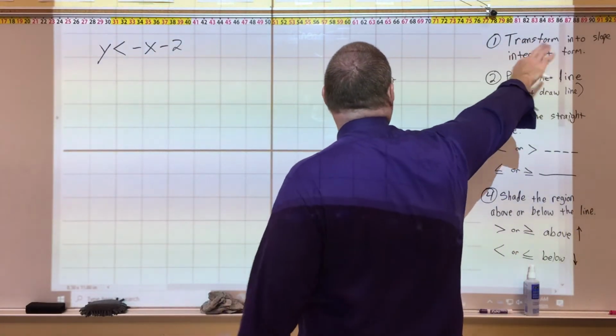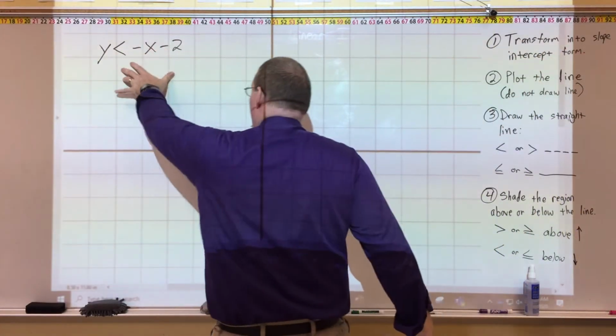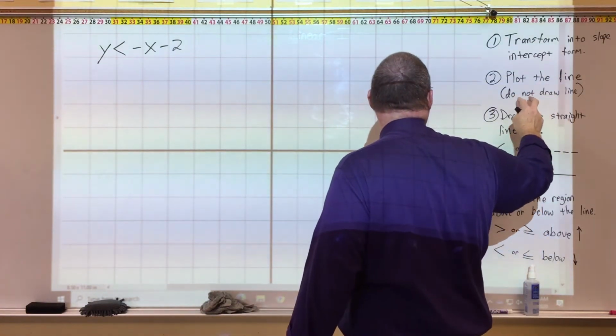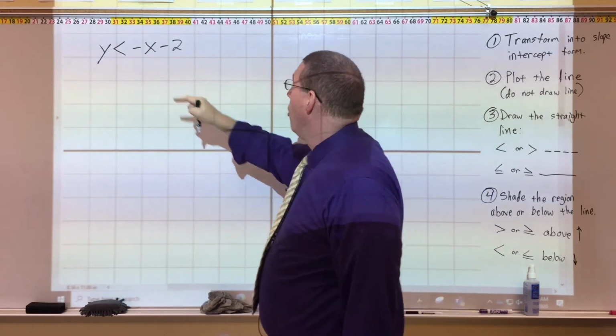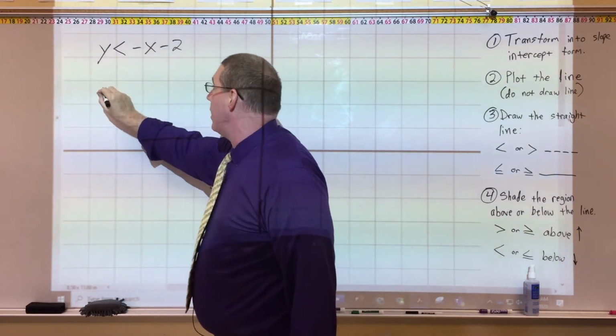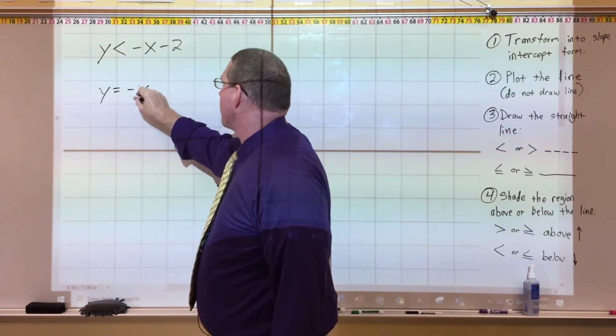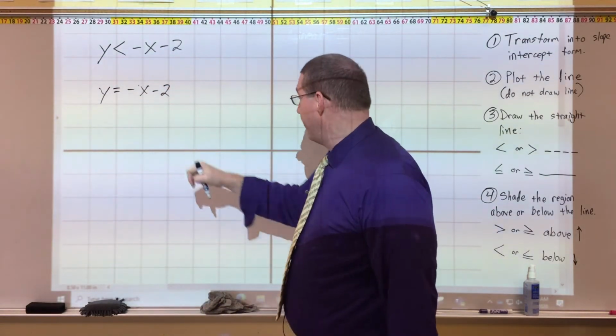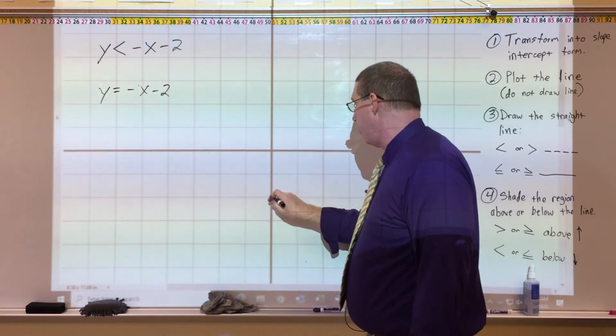So the first thing we're going to do is transform into slope-intercept form. It's already in slope-intercept form, okay? So now we're going to plot the line, but we're not going to draw the line. If this was y equals negative x minus 2, the way we would plot that is we would start at the y-intercept of negative 2. So we go to the origin, go down to negative 2 and put a dot.